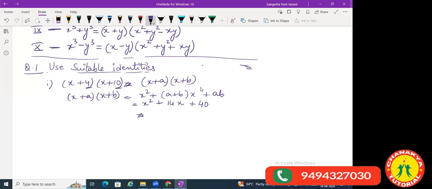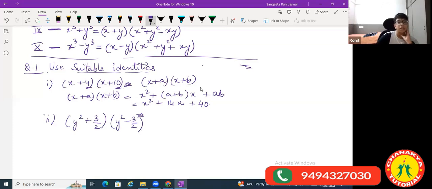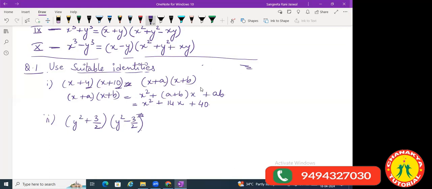Now I'm giving you another one. This is y square plus 3 by 2 and y square... a square minus b square. Others also, please give your answers.